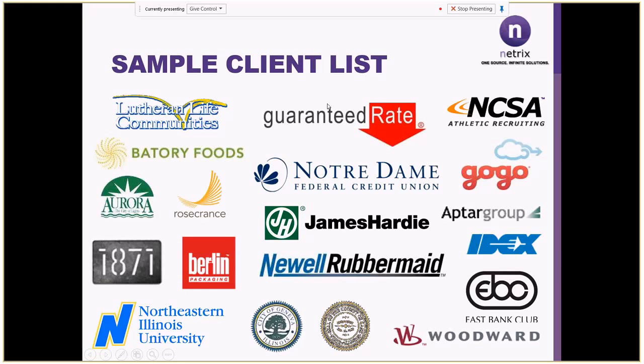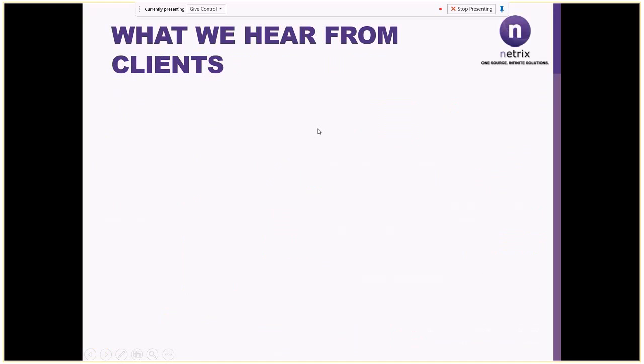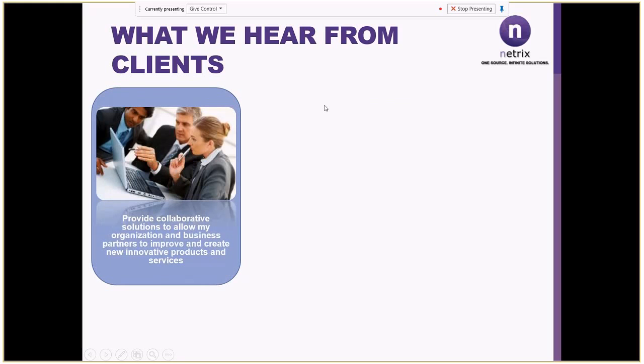Sample client list, we'll pop this up for a second, but again, Netrix is comfortable working with mid-market, small, and enterprise customers, so we really have been able to bridge the gap between a lot of those different pieces. So when we think about online services, we hear some different themes from our customers about what they're looking for, and we've been able to collate those into some very central themes.